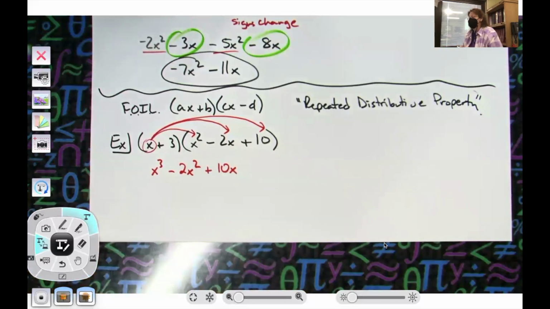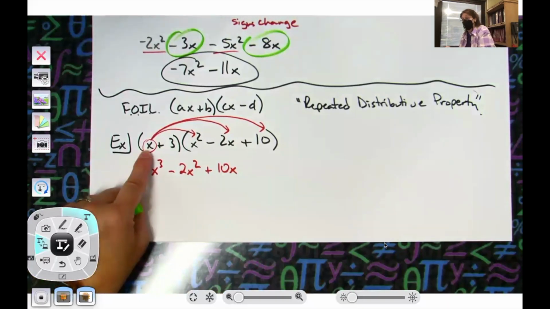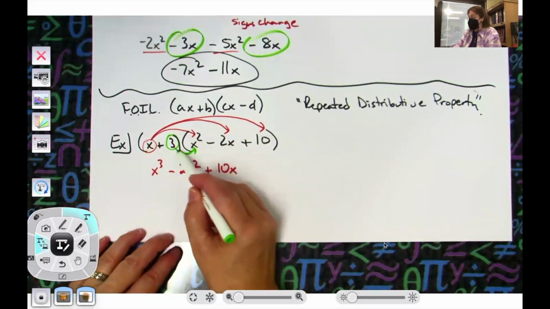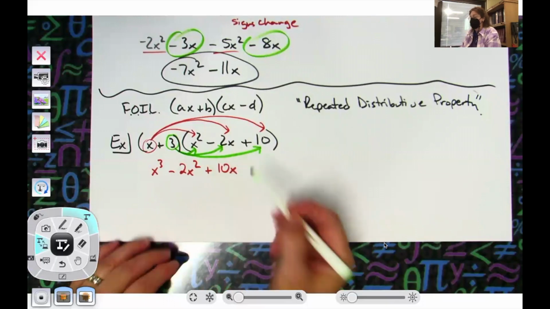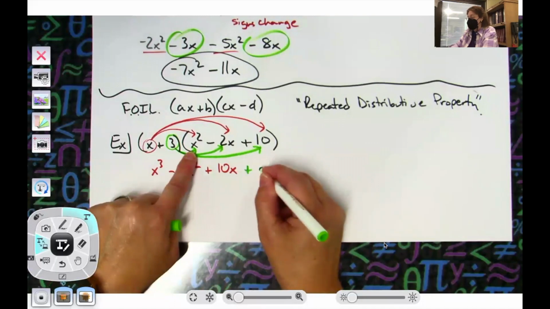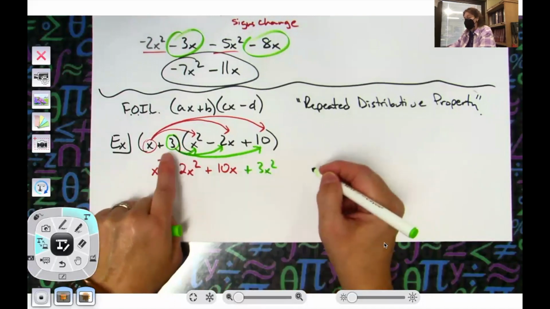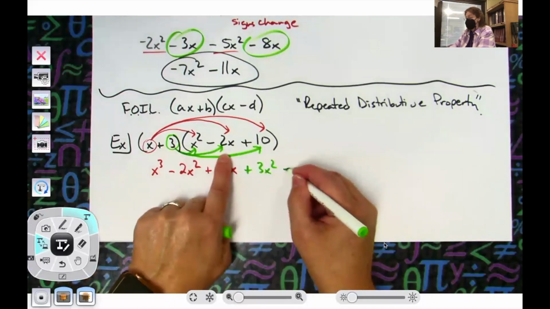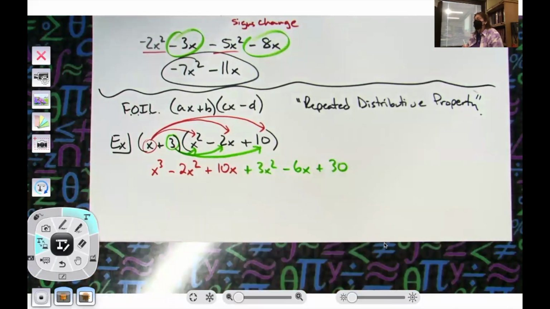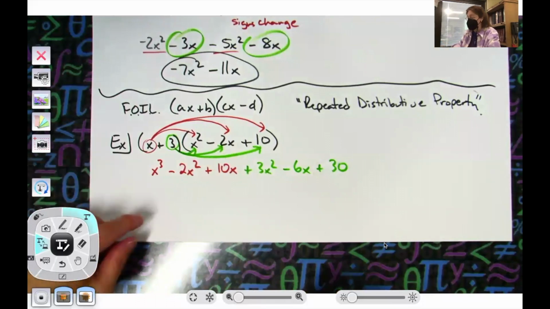Okay, now I've distributed the first term inside that first polynomial. Now I'm going to take the second term and distribute it to each of the other terms. Okay, so you just kind of got to stay organized. 3 times the x squared is going to give me a plus 3x squared. 3 times that negative 2x, negative 6x. 3 times the 10 is going to be 30. If you do this in a systematic, ordered way, you should be able to go back and find where you dropped a negative, or where you multiplied something wrong. Okay, now I can add some like terms.